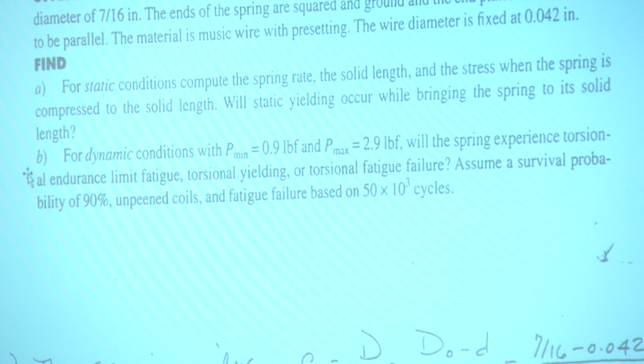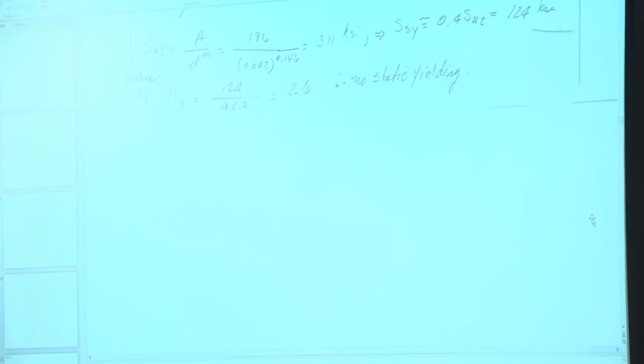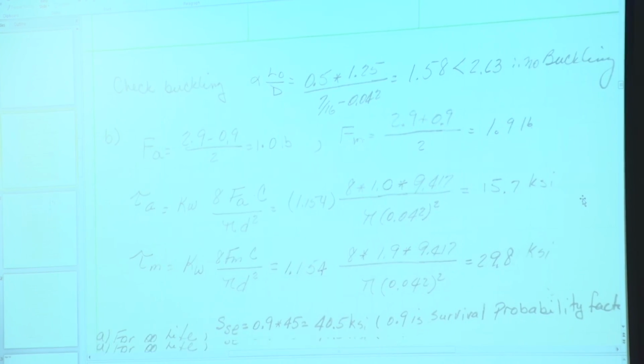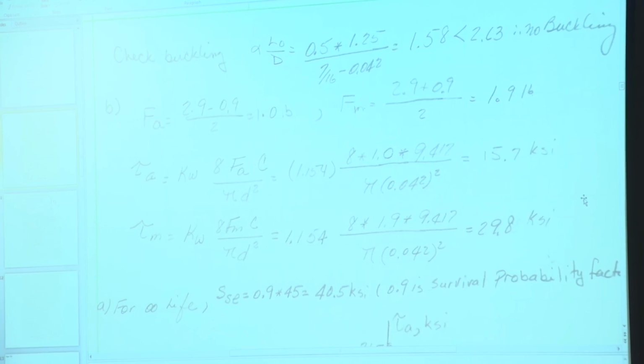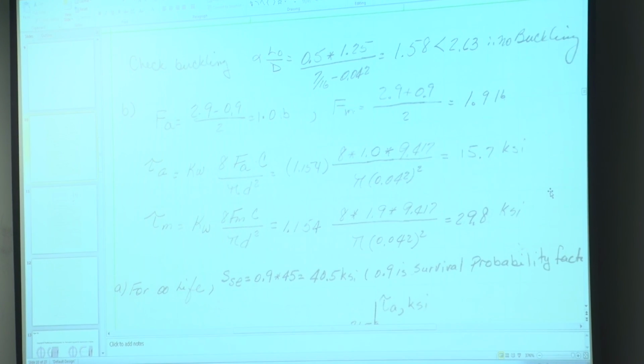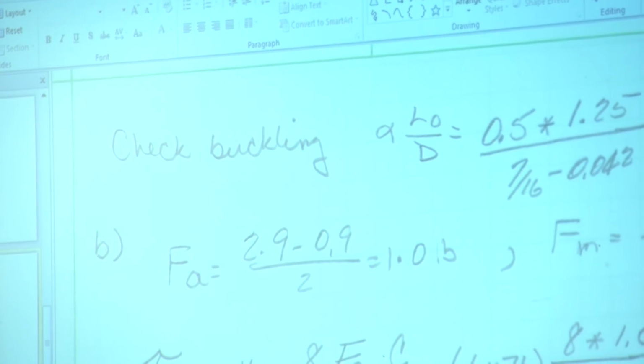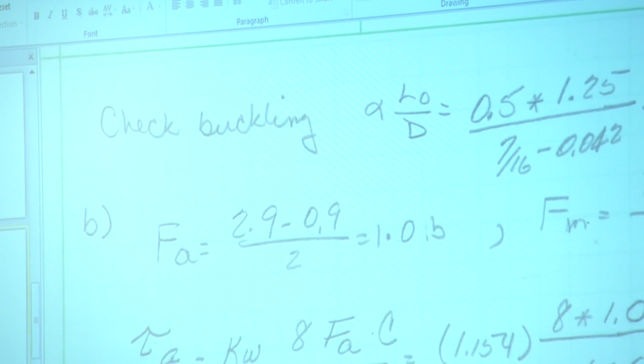So in order to calculate those, we need to come up with FA and FM. As you can see, the load in a spring, before we do that, we have to check buckling. It's a good thing I turned the page. I've almost forgotten about that. But let me finish what I was talking about, then we'll go to buckling. As you can see, the load in the spring, they say, changes between 2.9 and 0.9.